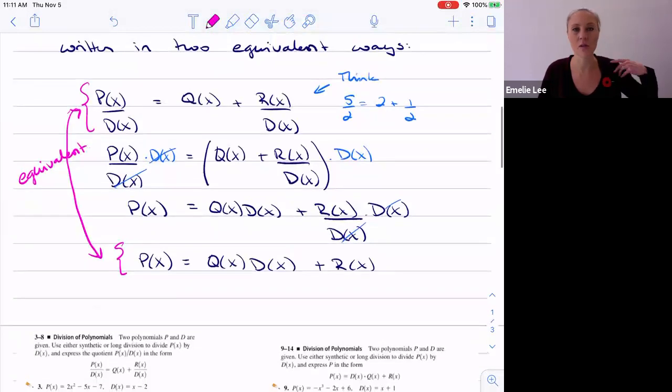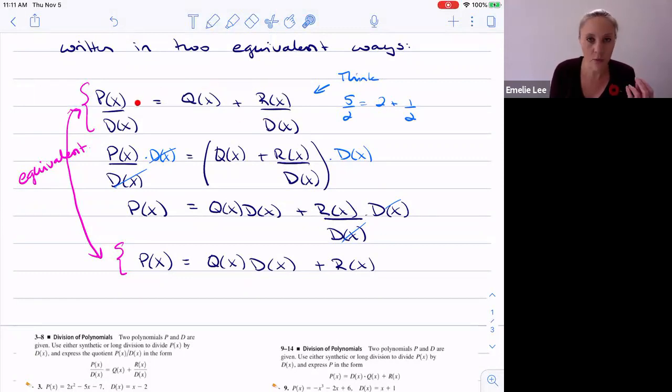Sometimes I'll just ask you, what's the quotient, what's the remainder? Or sometimes I might get you to put it in this form, or I might get you to put it in this form. As long as you're able to figure out what the quotient is and what the remainder is, arranging your answer is not the hard part. Finding the quotient and the remainder, that's the hard part.